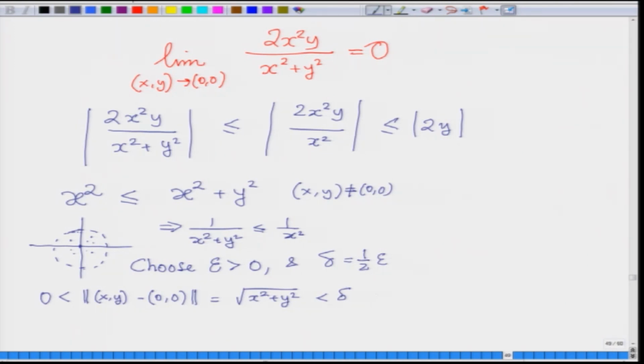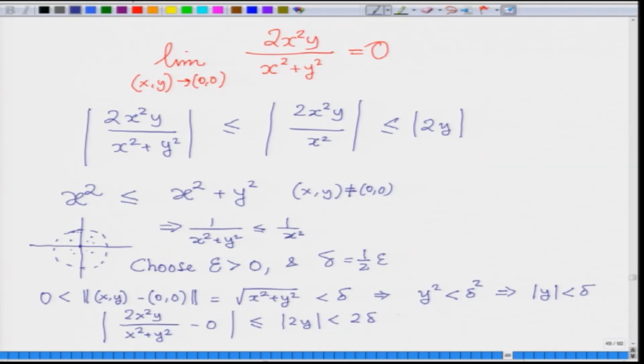So, this implies that y square is strictly less than delta square, which implies, because x square plus y square is less than delta square, that mod of y is less than delta. And then that means that |2x square y divided by x square plus y square minus 0| is less than or equal to 2|y|, which is less than or equal to 2 delta. And delta is half of epsilon, so this is nothing but half of epsilon.